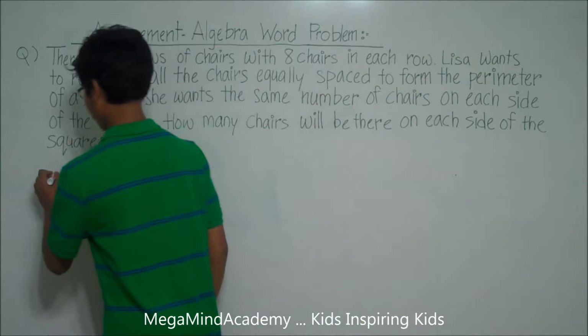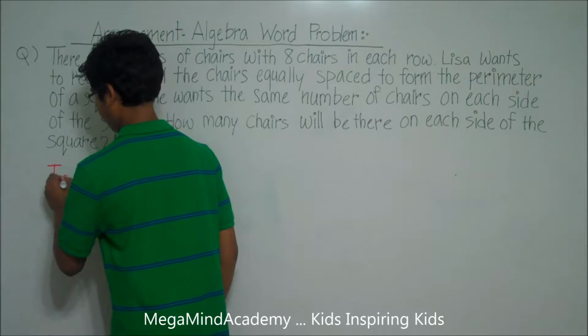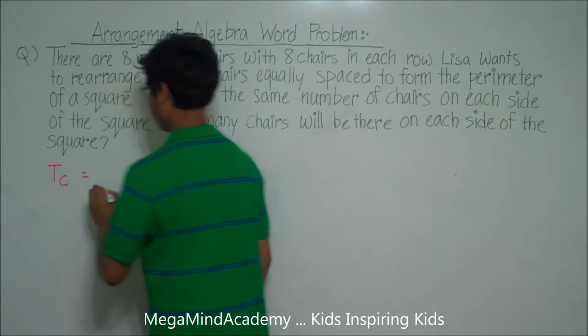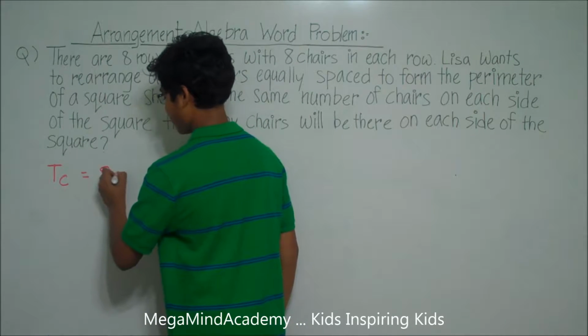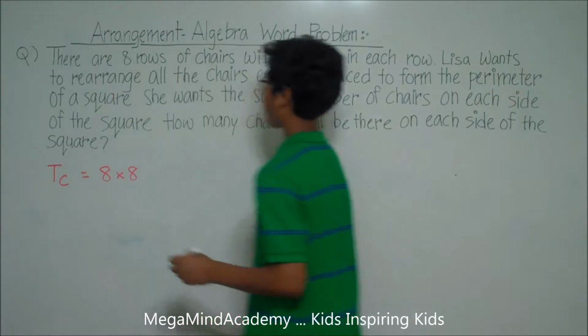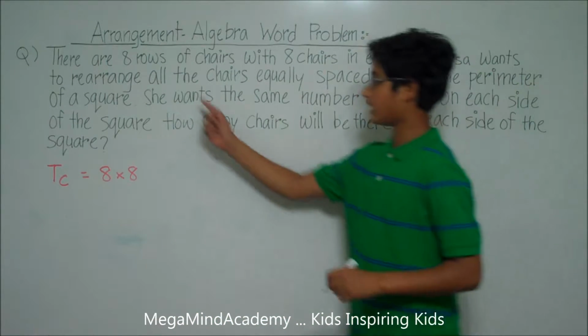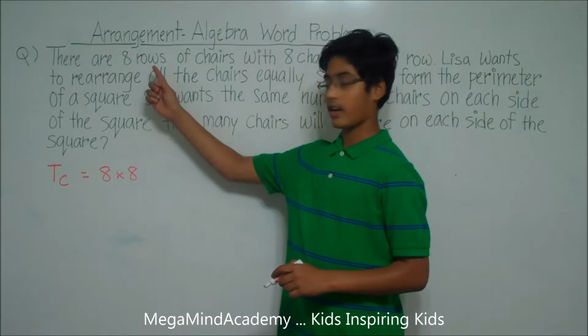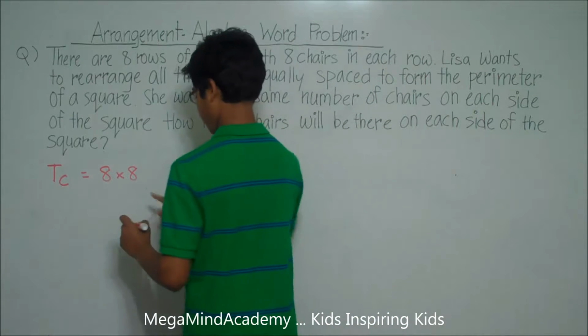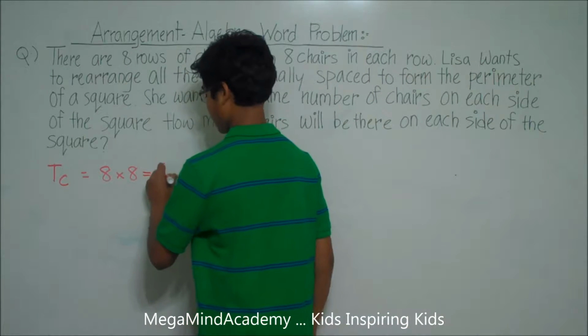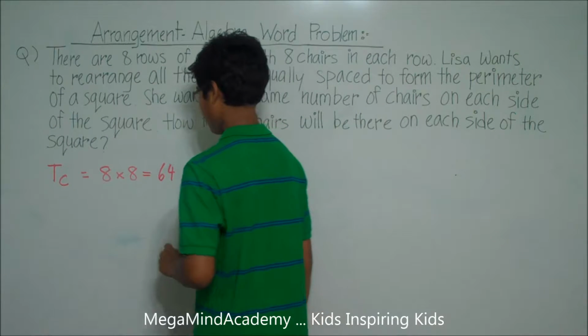Now let's find out the total number of chairs that are there. So the total chairs, TC for total chairs, is equal to 8 times 8, because there are 8 chairs in each row and there are 8 rows. So 8 times 8, which is equal to 64 chairs.